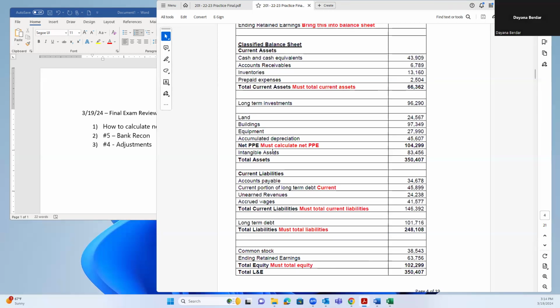Okay, I see. Thank you. So if you saw them separately, if you had two accumulated depreciation accounts, you'd go building, accumulated depreciation, building, equipment, accumulated depreciation, equipment. Okay, that makes sense.